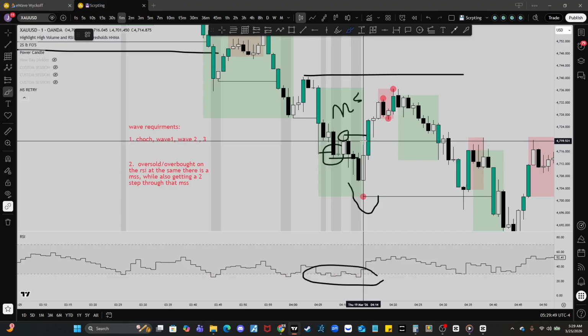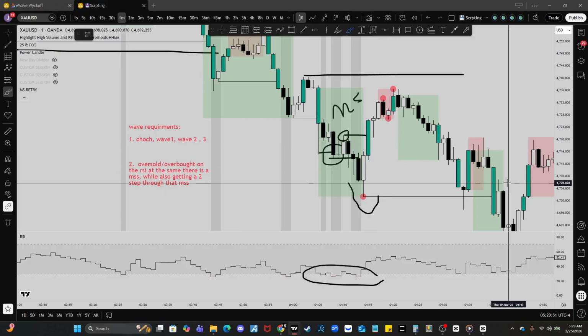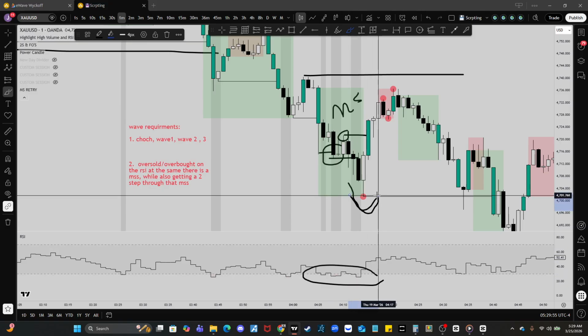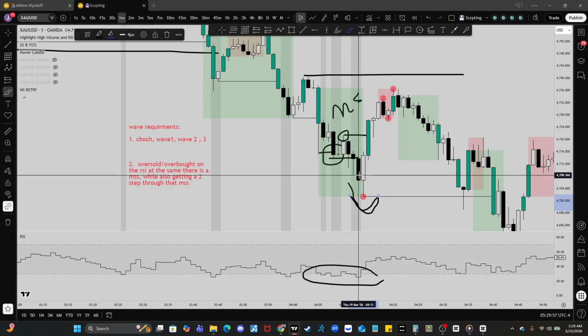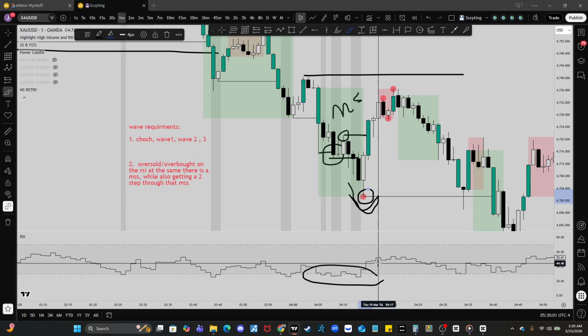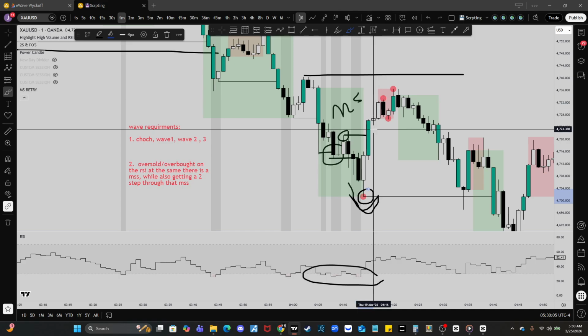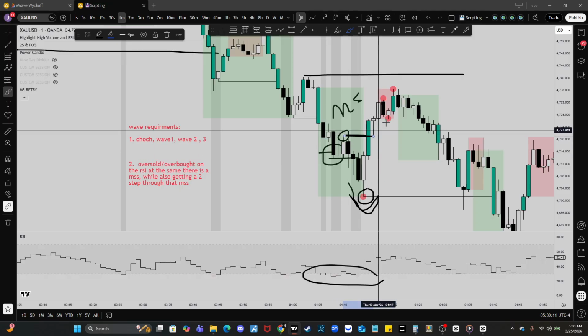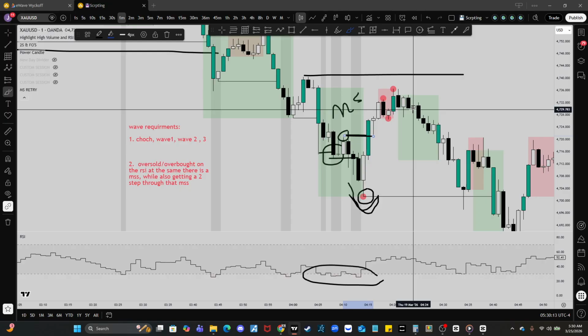Okay. Yes, it's oversold. This high, this 3 candle pattern, 1, 2, 3, this high, is it oversold? And did it produce a 2-step through a market structure shift? We have check, check, and check. So to me, I have a 4. I have a wave 4.